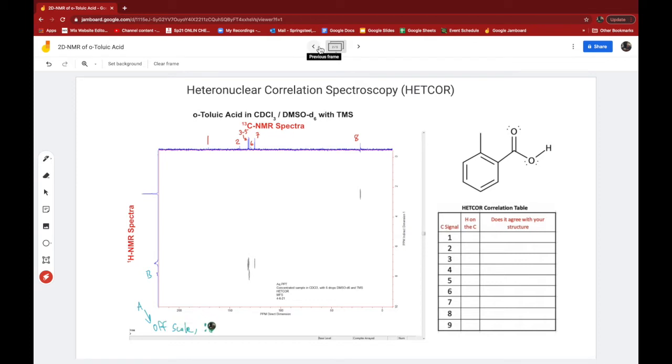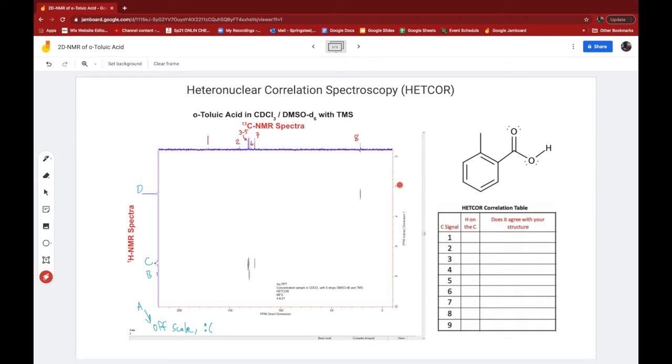And then, so that's B, and B should show up around 8, I said, right? Yeah, it's about 8 parts per million. And then this is C, and then we have D up here. And D is the methyl, around 2 parts per million, looking good. All right, so I've got all that labeled.